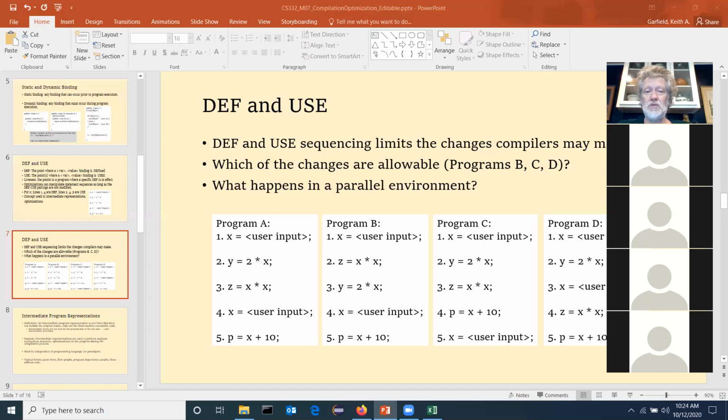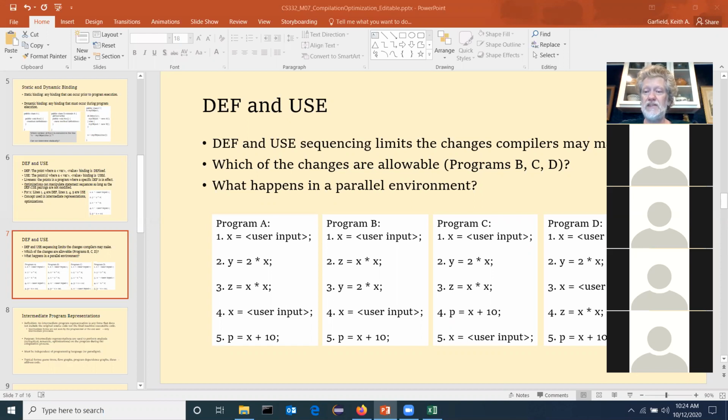So there is no difference between program A and B in terms of observable input-output behavior or in terms of observable store transformation. But look at program C. Now there's a problem because statement 4 is using what I'm going to call the wrong value for X. I've moved that P ahead of the second def statement for X.